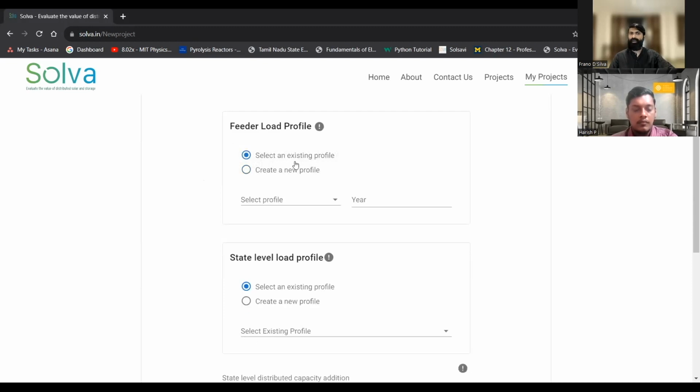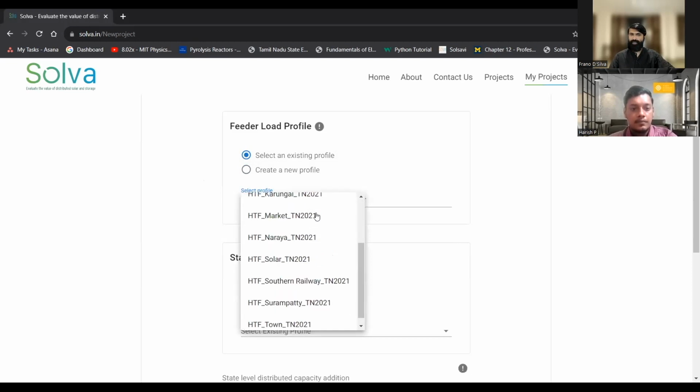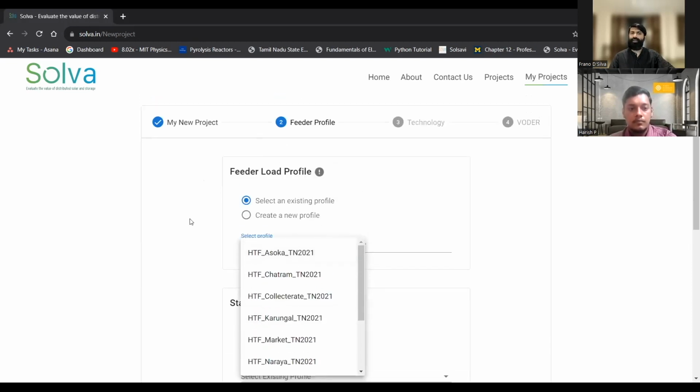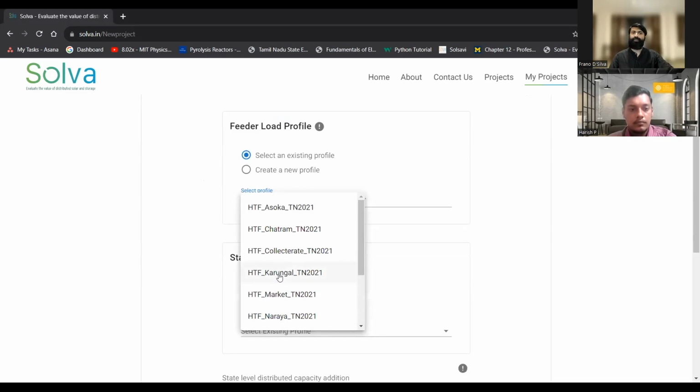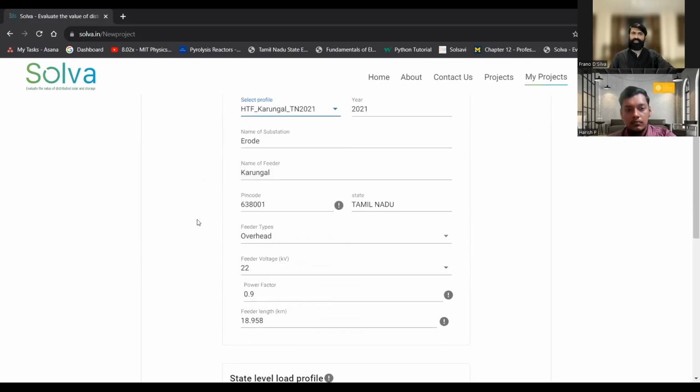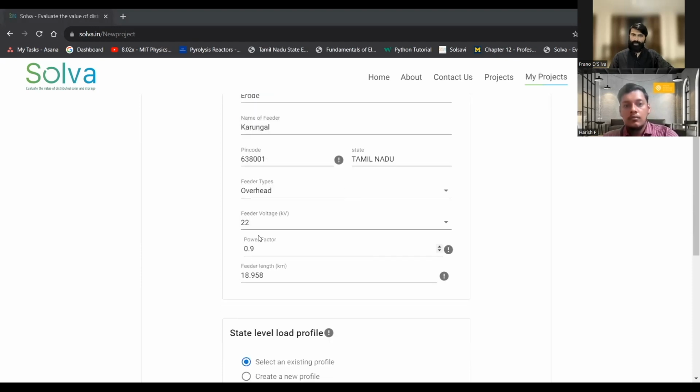So as I have already existing profiles of feeders that have been uploaded in the tool, I select the high tension feeder Karungal-Palyam in this case. As you can see, you can find out a little more detail about the Karungal-Palyam feeder. We get brief information that it's an overhead feeder. It handles 22 kilovolt, has a power factor of 0.9, and is almost 19 kilometers in length. That is the length of the HT feeder.